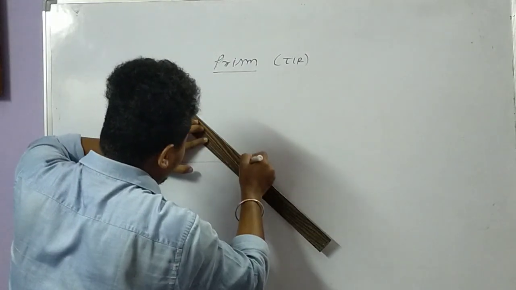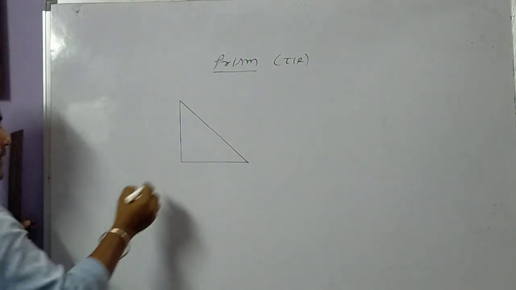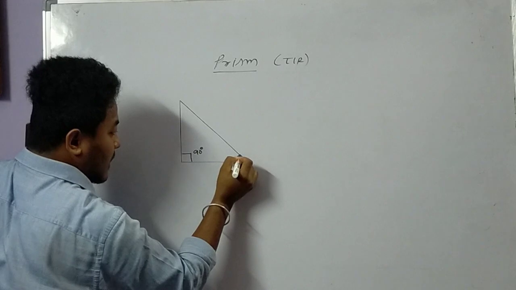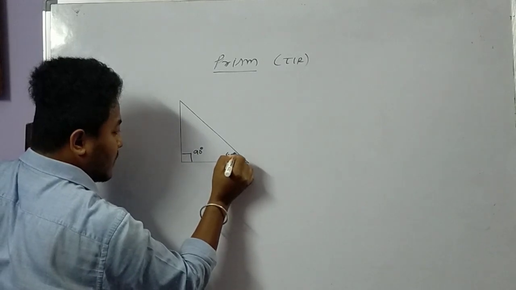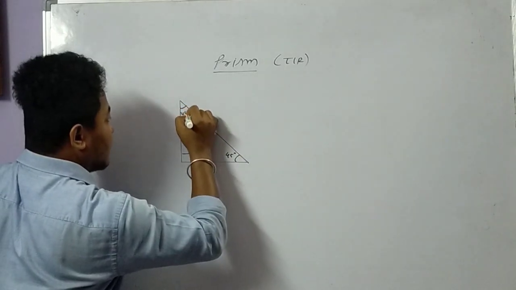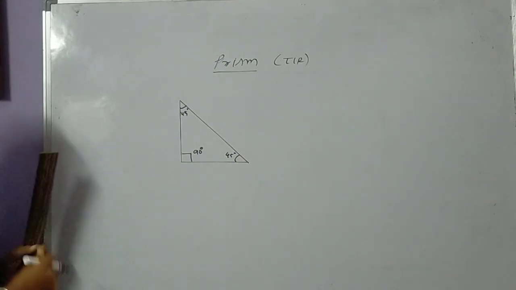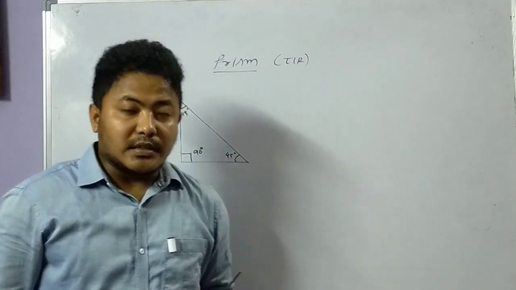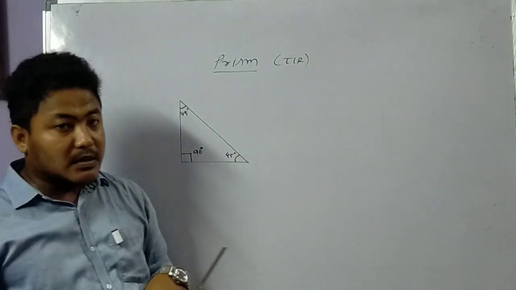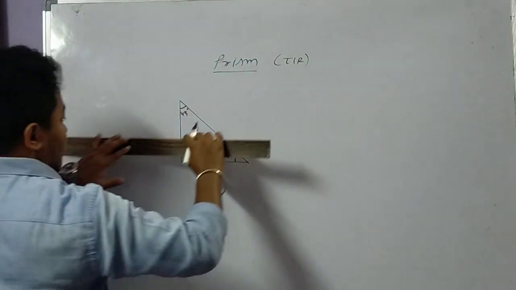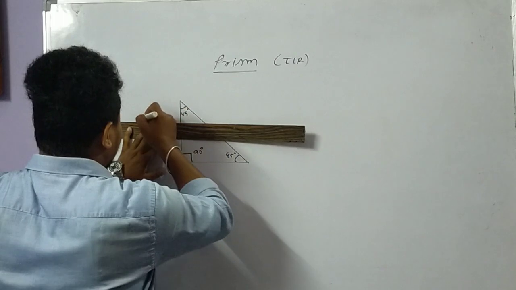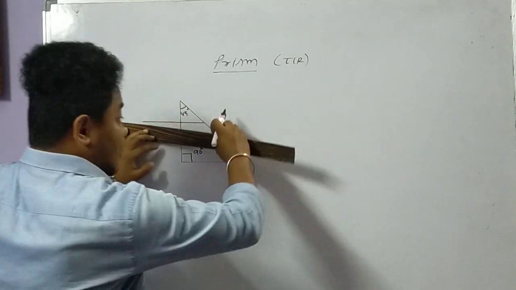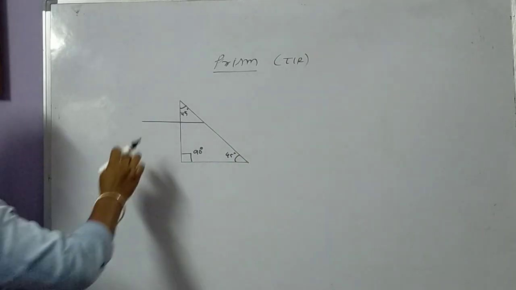This is a prism, suppose, and this angle is supposed to be 90 degrees, and the rest of the angles will be 45 degrees. This is 45 degrees, this is 45 degrees. If I consider this a prism, we will see now how total internal reflection takes place inside the prism. If a ray of light is incident normally to the prism, it will go as it is, undeviated.